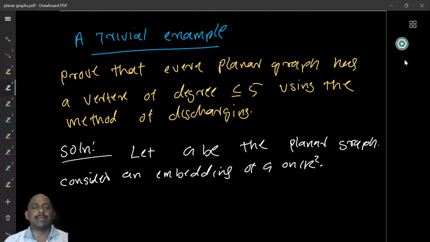Every planar graph has a vertex of degree less than or equal to 5. And we want to prove it using the discharging method. So how do you do this? So we start with the graph, which is a planar graph, and consider some embedding of this graph on the plane. Because it is planar, I have a plane embedding. So let us look at this plane embedding of the graph.